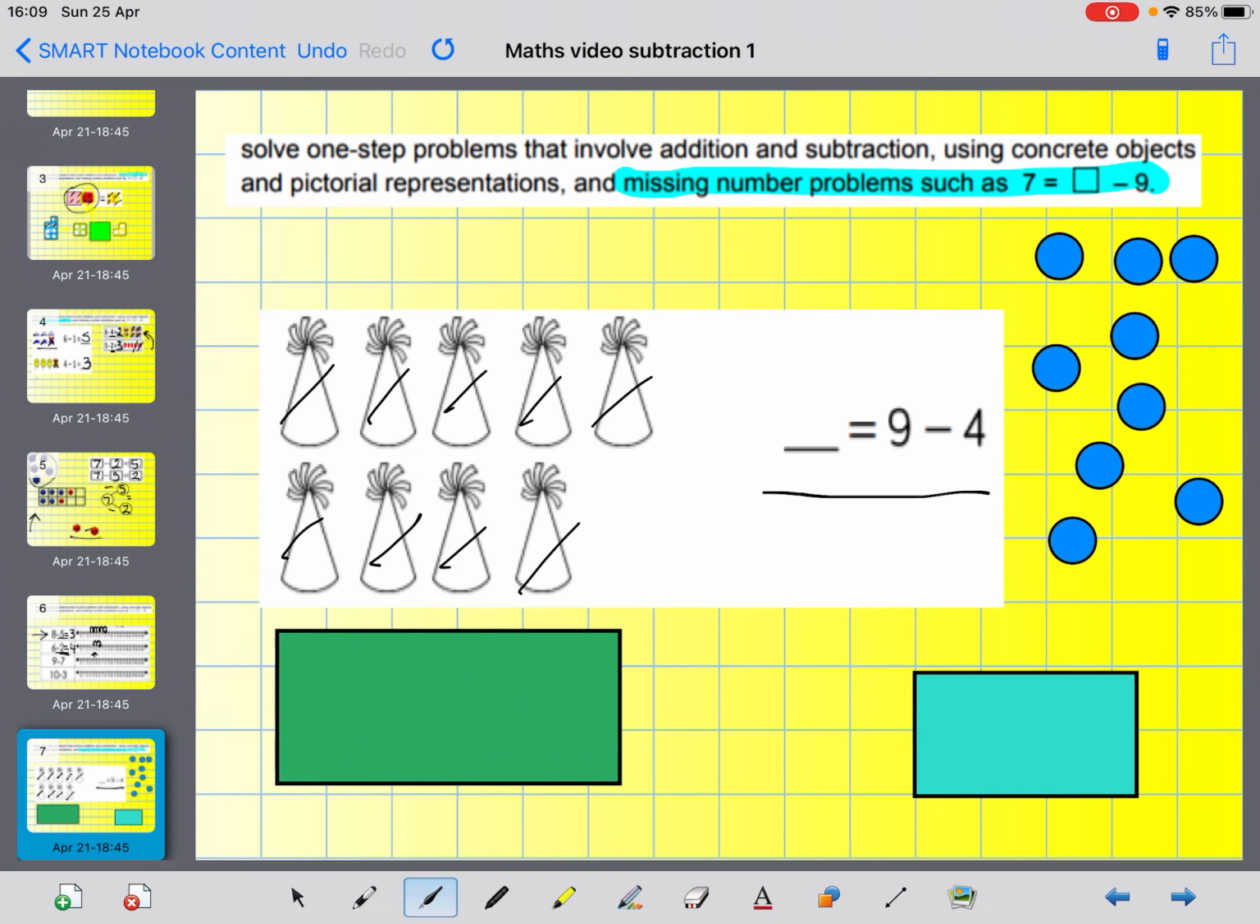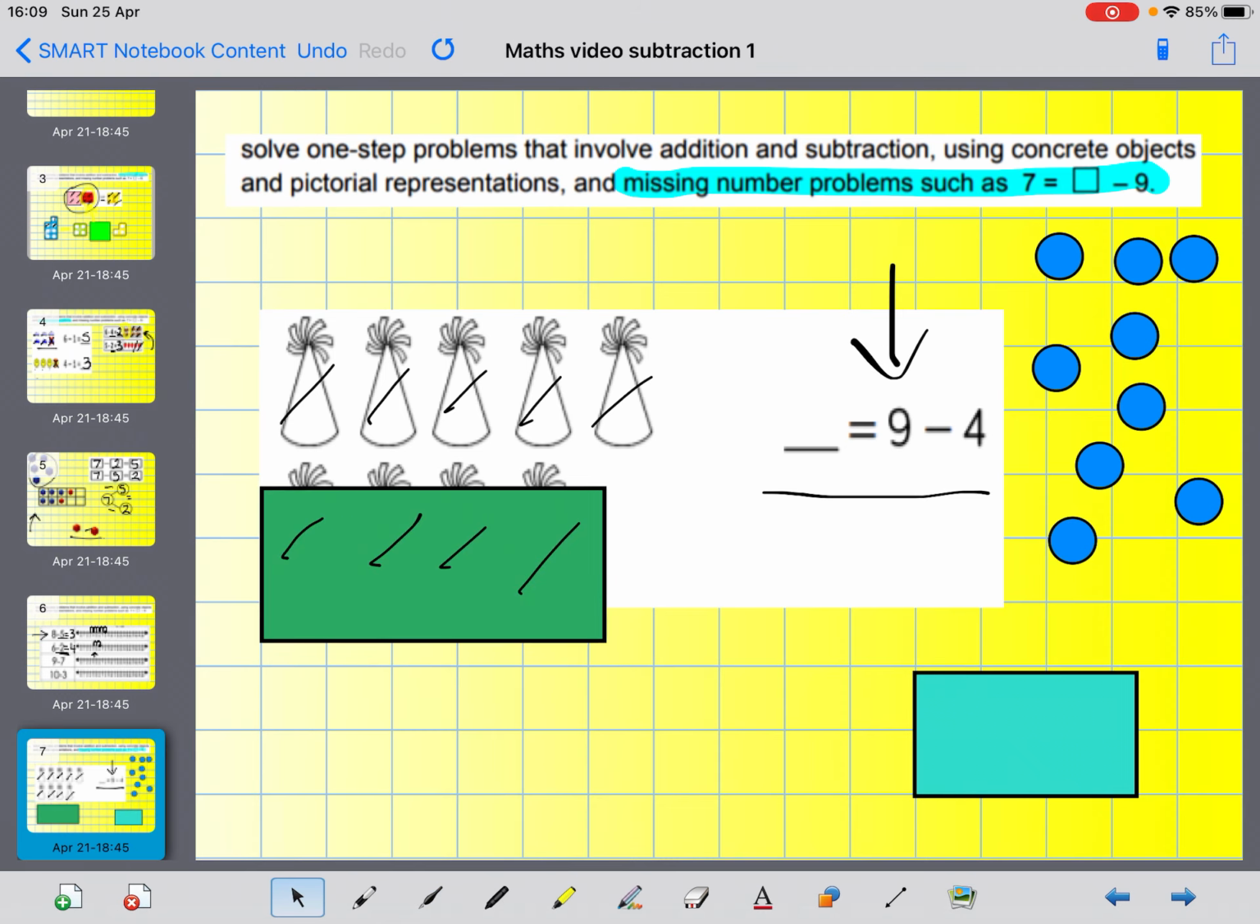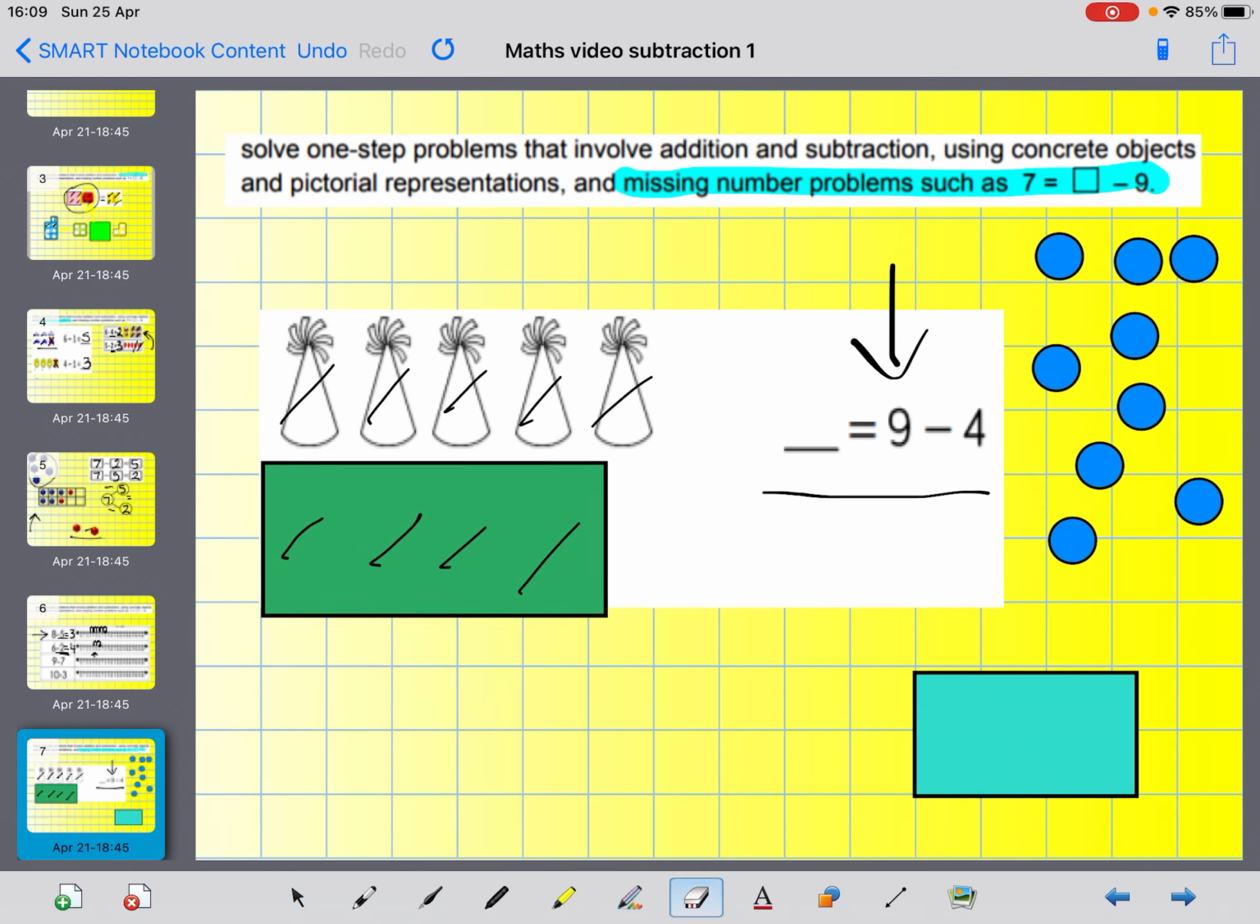but sometimes, like our statement in year 1 says, missing number problems, such as, we need to figure out the missing number. So I know my whole number is 9. And for example, if I've got here subtract 4, so I might use this one, subtract 4, and now I can see here I've got left over 1, 2, 3, 4, 5. So my missing number is 5, because my sentence might also say 5 equals 9 subtract 4.